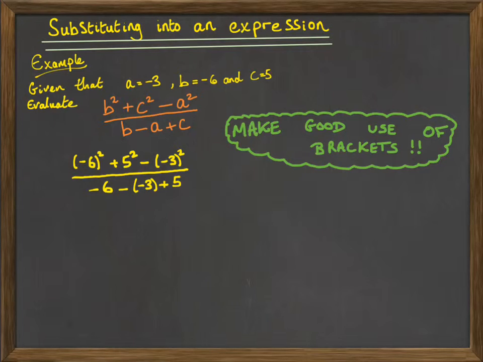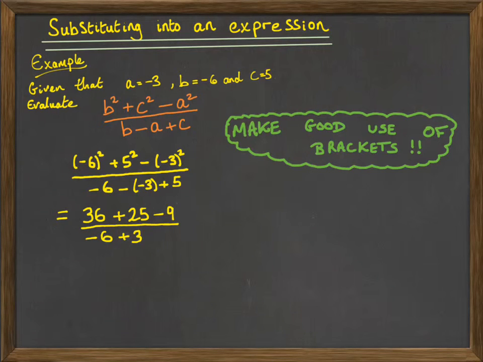Well, the first part is a minus 6 that is in brackets and it is being squared. That simply means minus 6 times minus 6, which of course is positive 36. We're going to add on to that 5 squared, which means add 25. For this last part, we're going to subtract minus 3 squared. Well, minus 3 squared means minus 3 times minus 3, which is of course plus 9, so we're going to be taking away plus 9, so minus 9. Let's move on to the denominator.